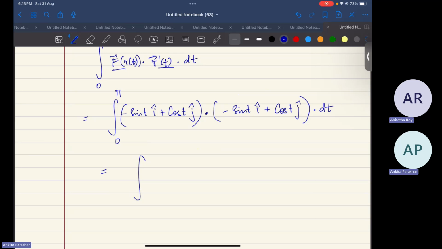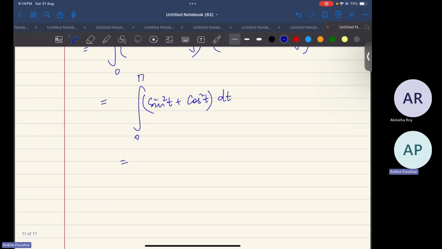I think I did make a mistake here. What did you get? It would be sine square t plus cos square t, and therefore it would be sine square t plus cos square t dt, and then 0 to pi. And this is nothing but 1 dt from 0 to pi. So the answer is pi.